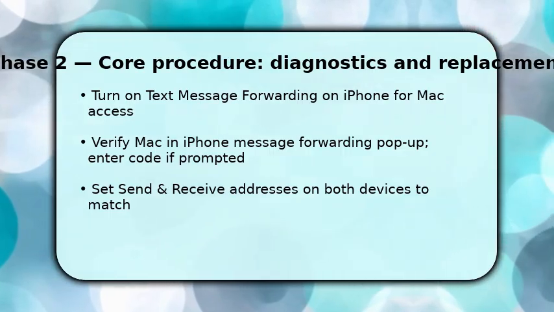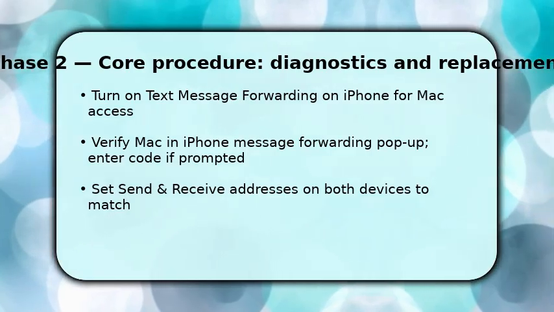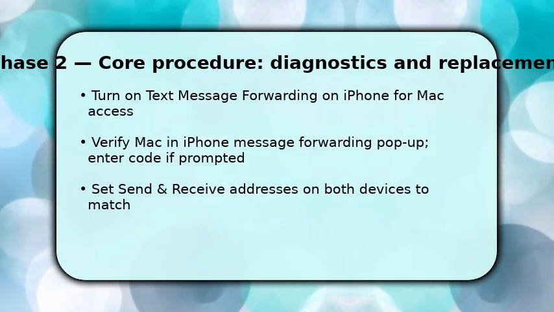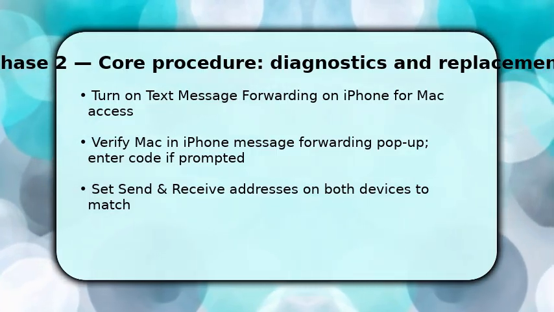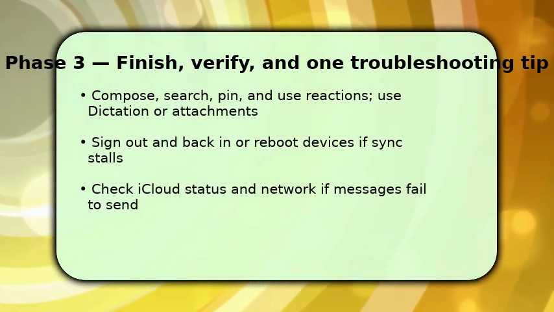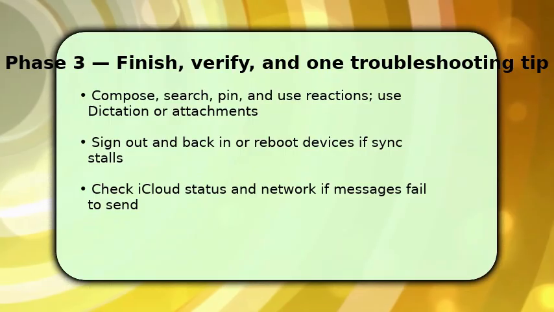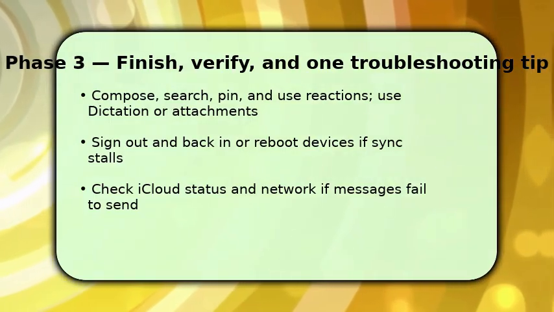Also check Send and Receive settings on both devices to ensure the same phone number and email addresses are selected, because matching addresses determine which conversations appear where. To finish, use the Messages app on your computer like you do on the phone. Compose new messages, search history, pin conversations, and add attachments or reactions.